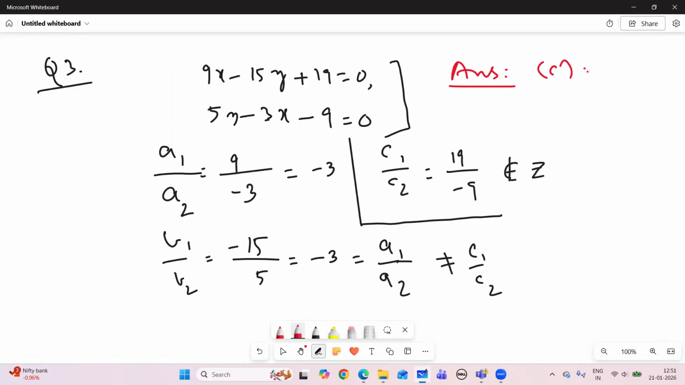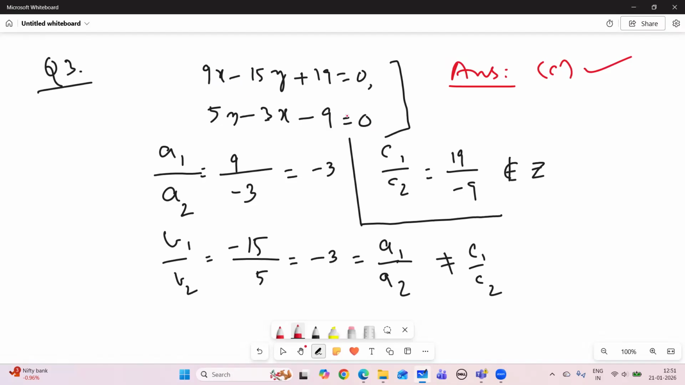Answer is 3C. Why? Because a1 by a2 is equal to b1 by b2, and each of these is not equal to c1 by c2. In some other cases you may have a1 by a2 not equal to b1 by b2. In that case, you will have a unique point where these two lines intersect. These are first degree equations in x and y.